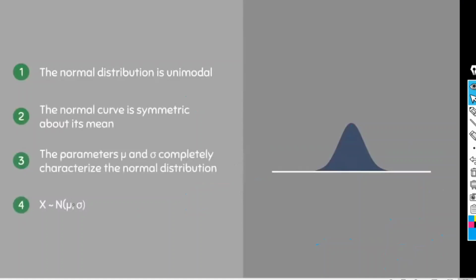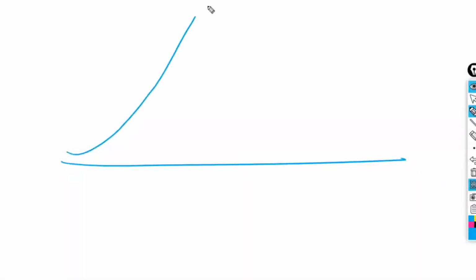Now, a particular normal distribution is characterized by mu and sigma. This is important. If the data is forming a normal distribution, it can be characterized by mu and sigma. What is the meaning of that? For example, assume any data is following a normal distribution.